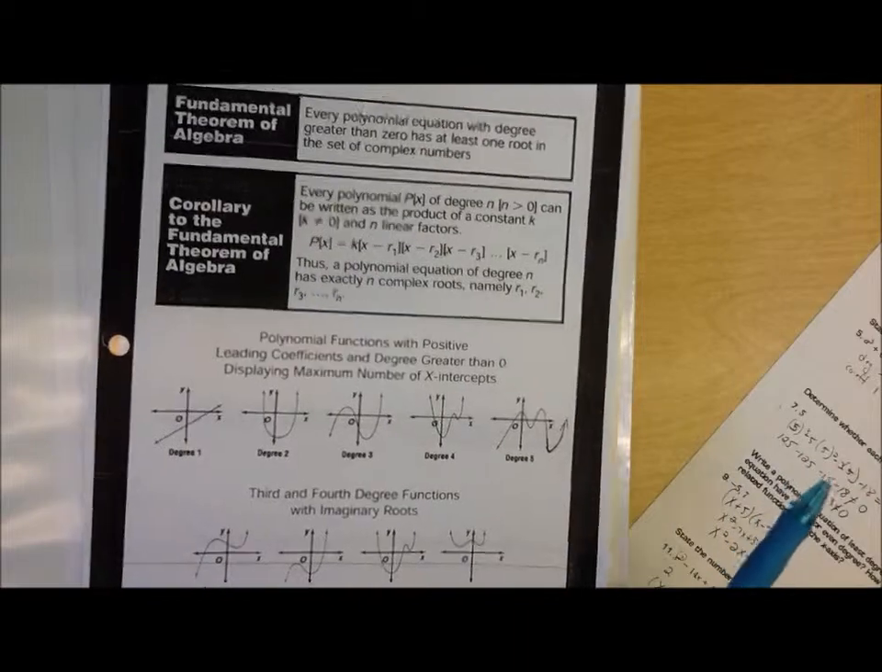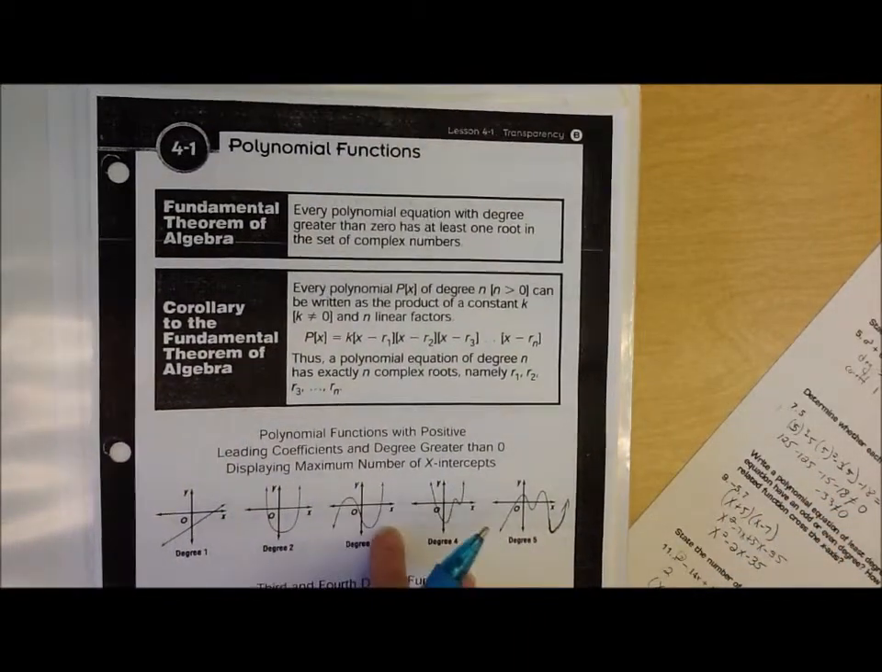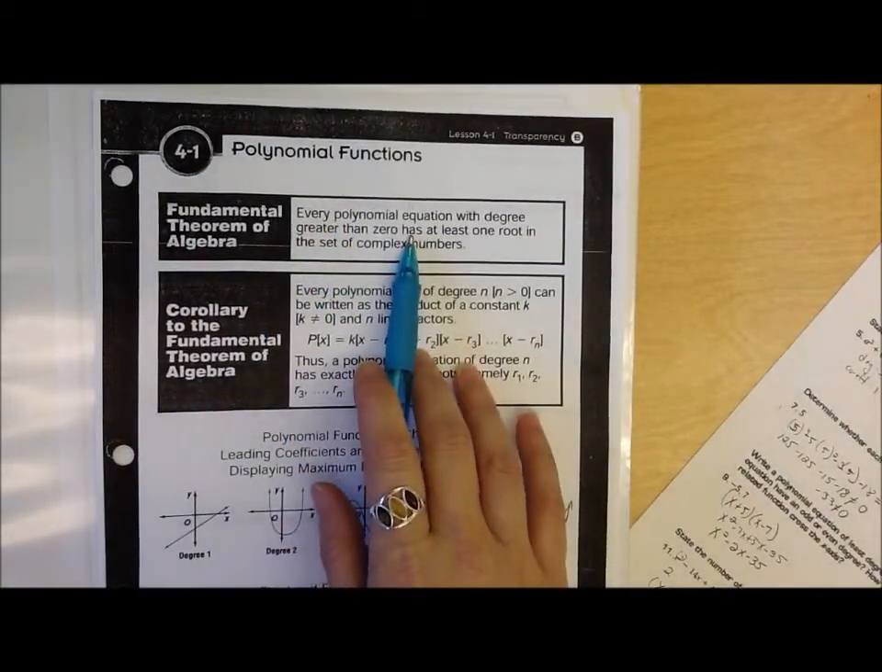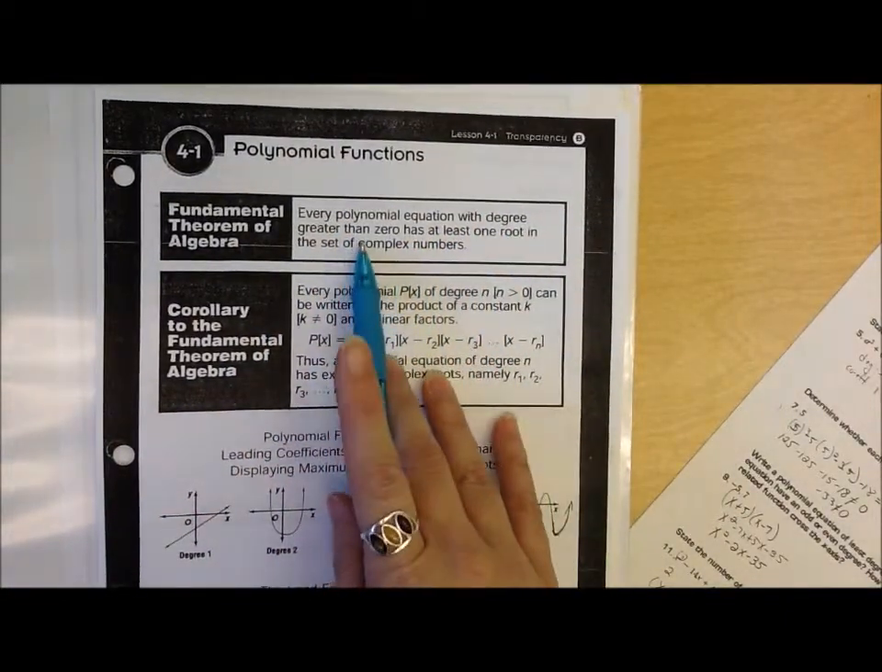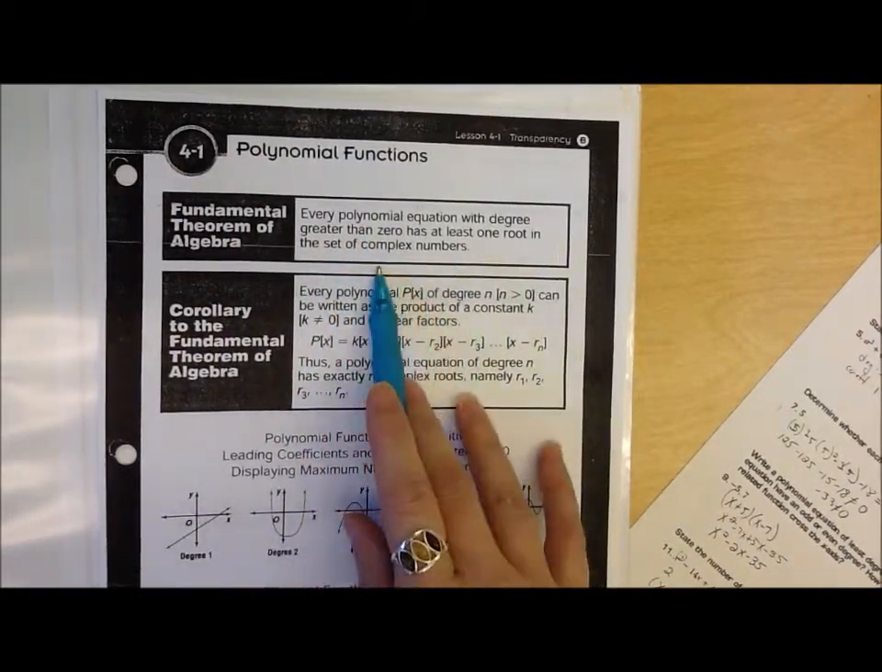Hello pre-calculus, it's time to start chapter 4, polynomial functions, starting with the fundamental theorem of algebra. The fundamental theorem of algebra is every polynomial equation with degree greater than 0 has at least one root in the set of complex numbers. A couple things to remember about that.